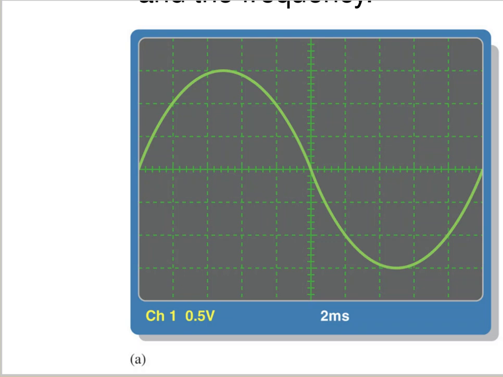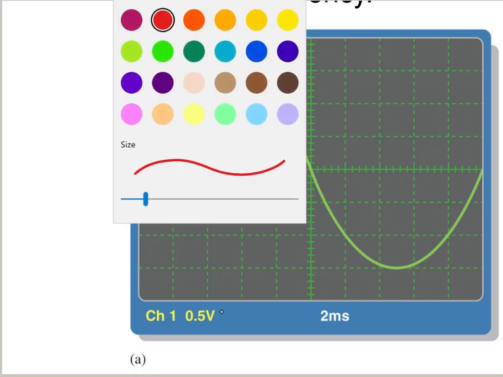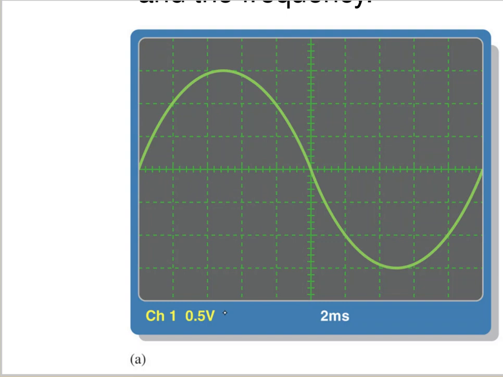Hi everyone. In this video we're going to look at a couple of examples of reading waveform characteristics from an oscilloscope screen. So what you see in front of you is an oscilloscope screen capture, and I'm going to highlight some key things on the screen here.